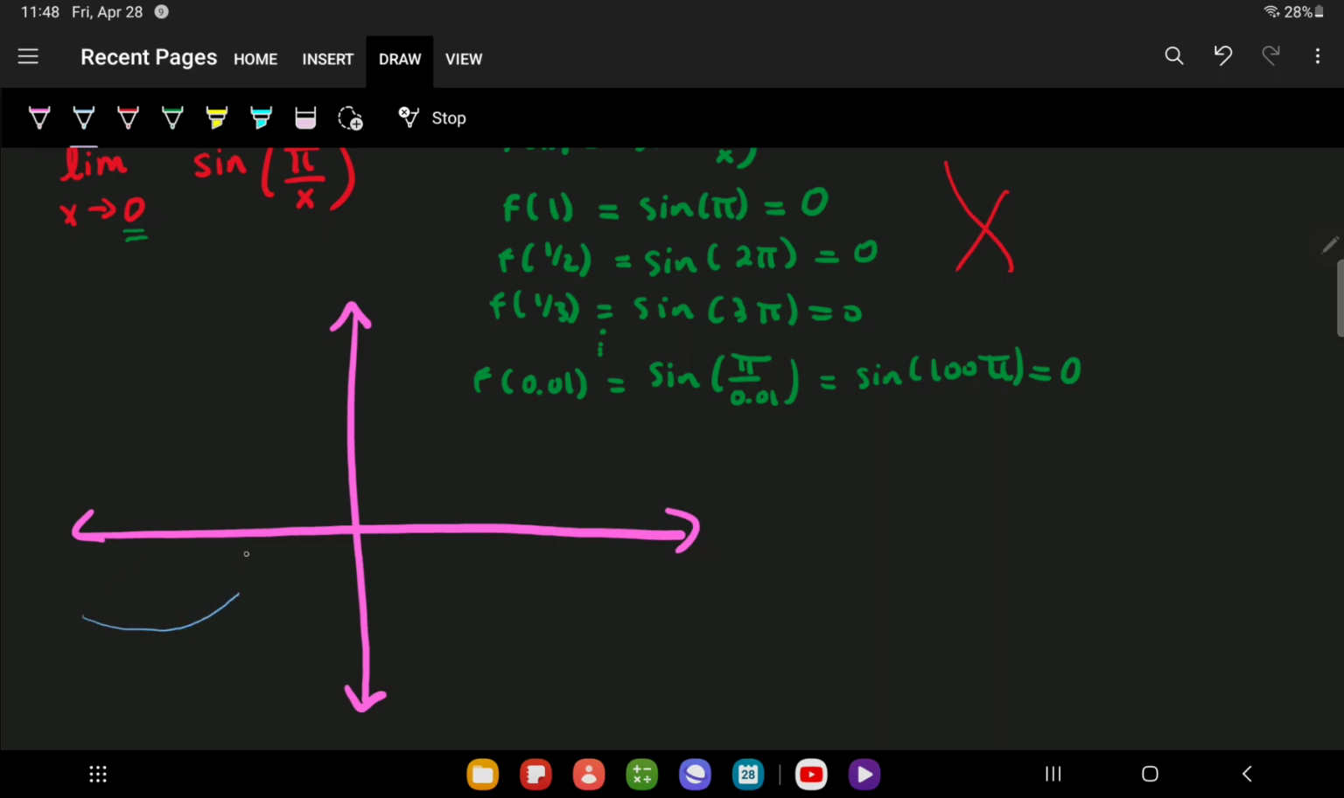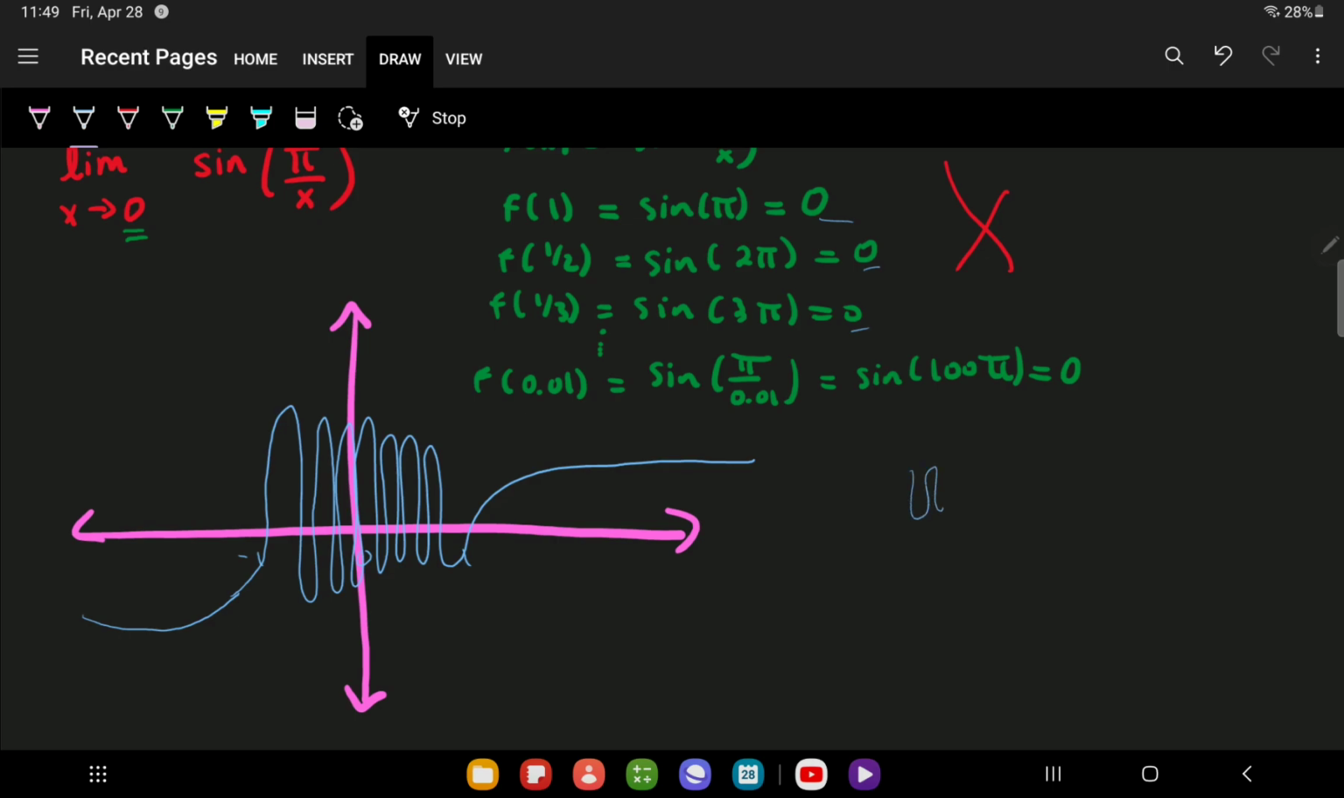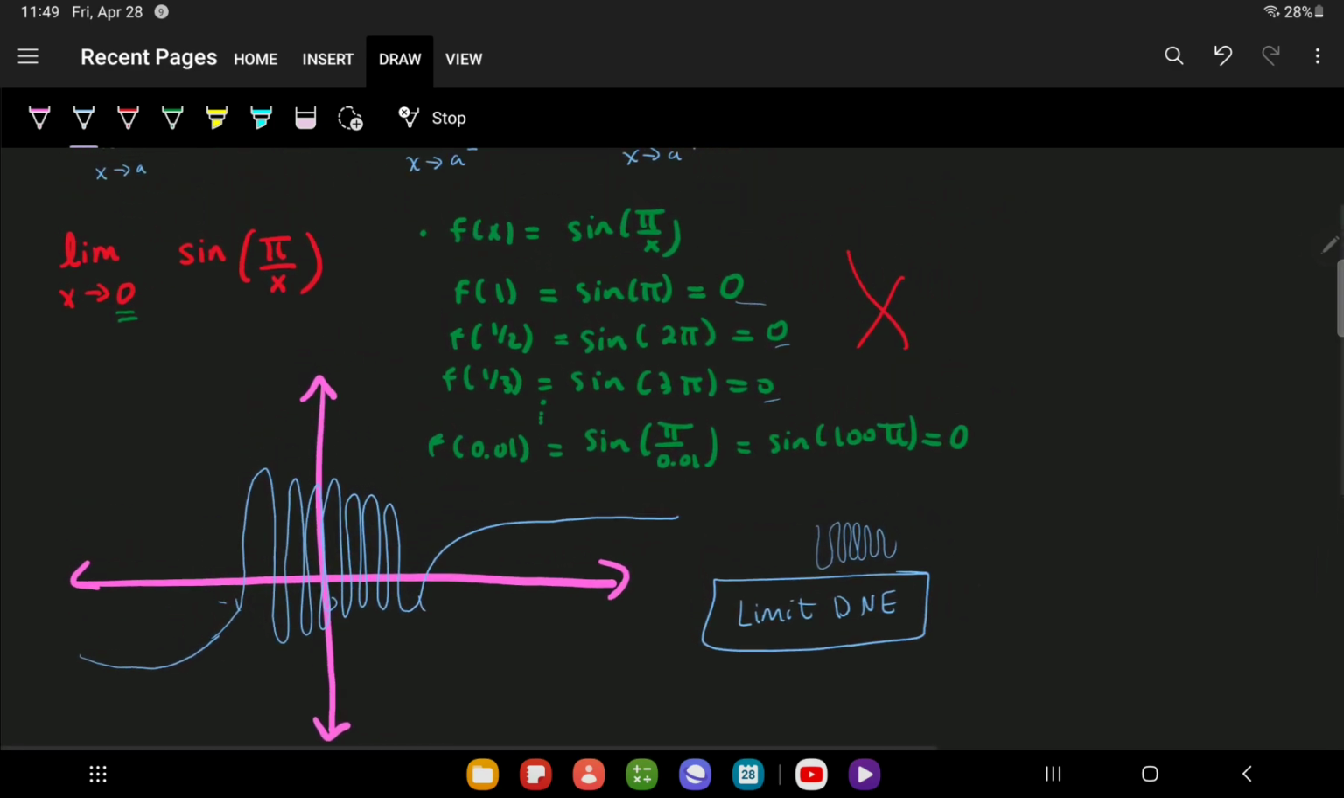It's really nice till -1. Then it does this thing. And at 1 it goes back. This is definitely not drawn to scale, and there's like 100 turns here, a billion turns here. I'm just summarizing. So it does hit 0 at some points, but the left and right hand limits never equal the same thing. They always bounce up and down and up and down. And that's why we say that the limit does not exist. Okay, so that's one way.